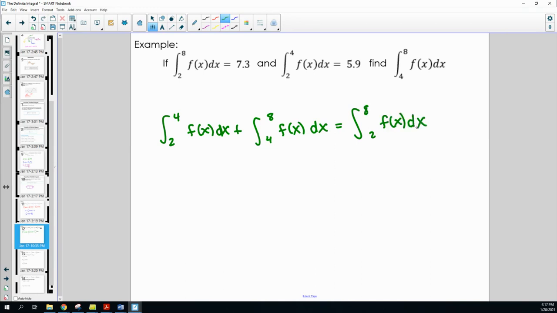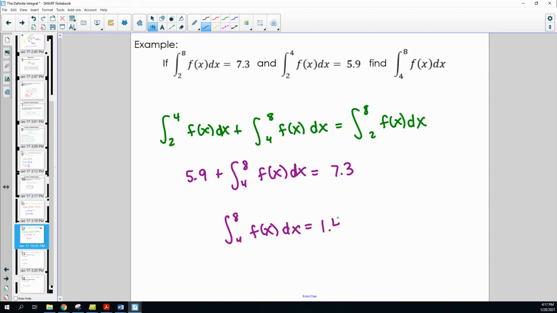Now, if you wanted to set it up with subtraction or however you see to do it, you can do that as well. Plugging in the stuff you know, we end up getting 2 to 4. This is going to be 5.9. This is what we're trying to solve for, so I'm just going to leave that like that. And then that's going to be equal to 7.3. So if we subtract, we get the integral from 4 to 8, which is going to equal 1.4.